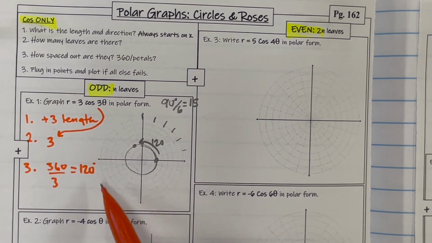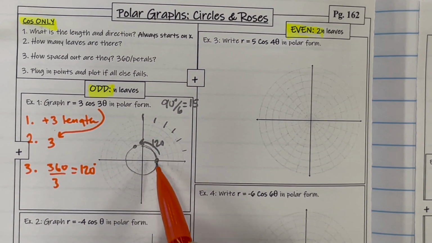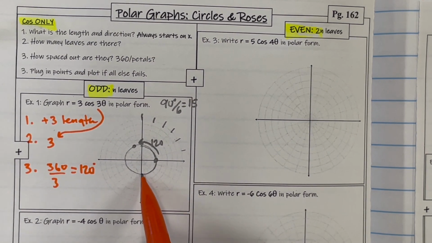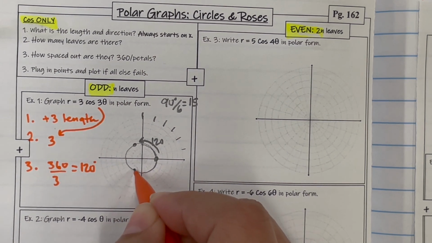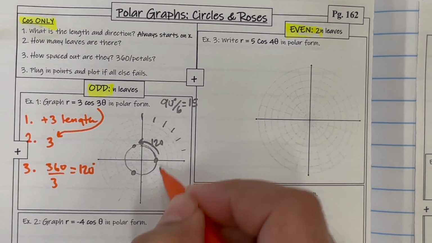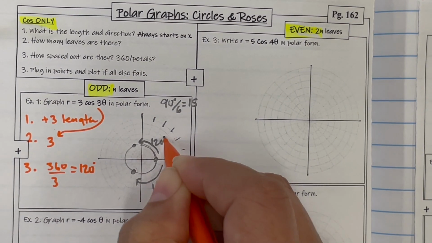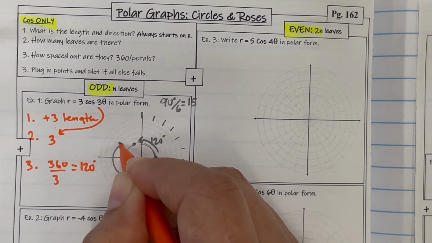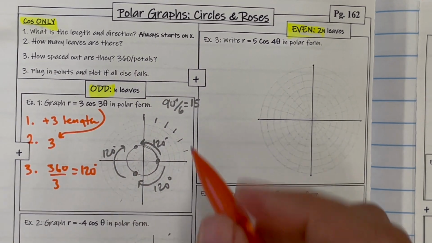Then I need it to be another 120 degrees. Because this is in the middle, I'm going to start right here. So again, this is 90 degrees plus two spaces, these 2 spaces right here. And this is also going to be 120. So this distance from here to here is 120. If you calculate this, you're going to see that this is also 120. So each of the leaves are spaced 120 apart.